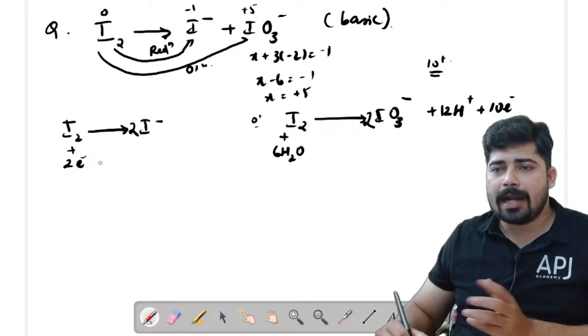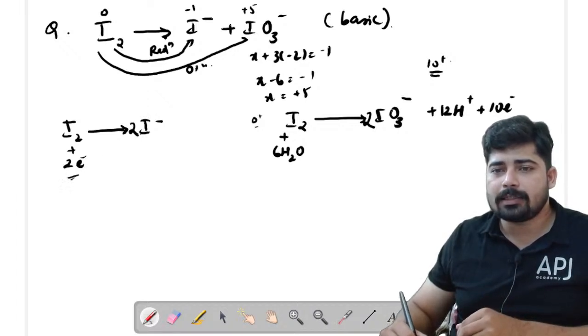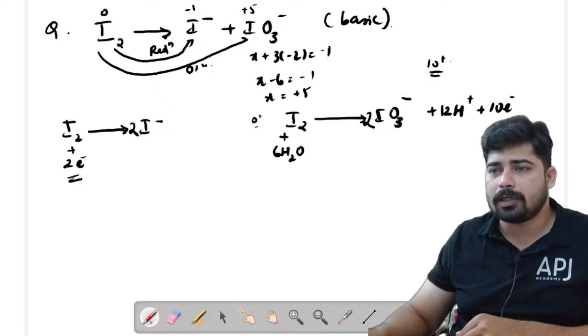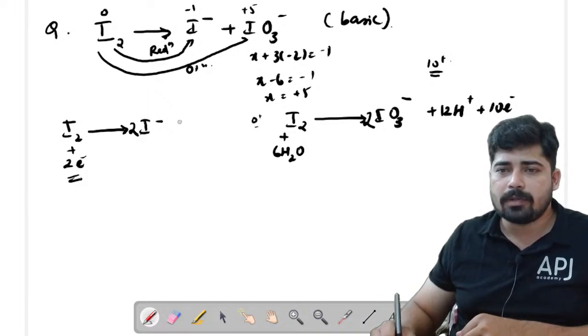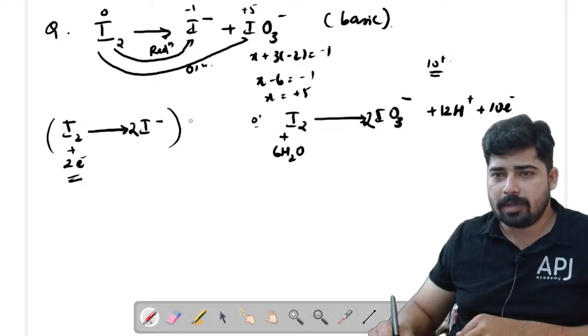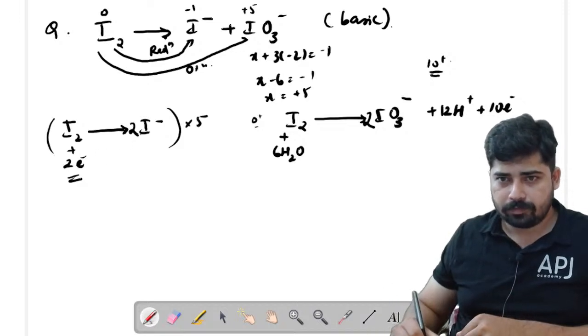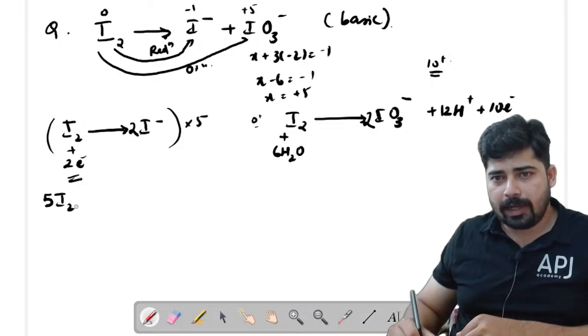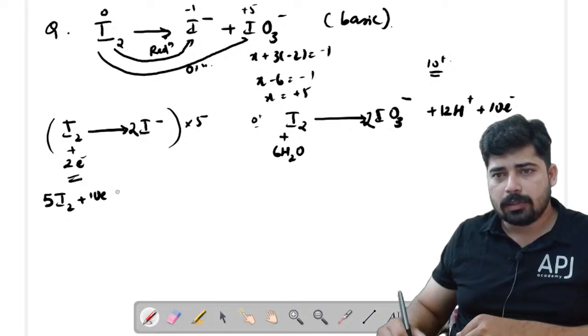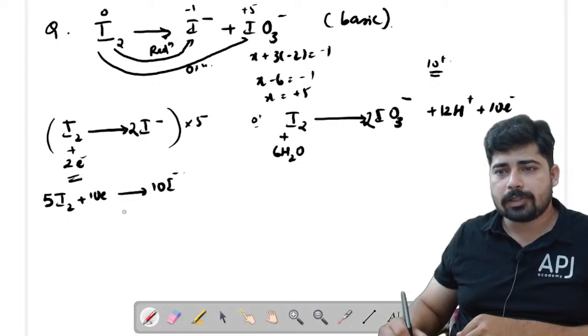Before adding both the reactions, we can see that here it's only 2 electrons, but here it's 10 electrons. So if I multiply it with 5, I'll get 10 electrons here. So I multiply it with 5. So we get 5I2 plus 10 electrons giving 10 I minus. Now we'll add both the reactions.